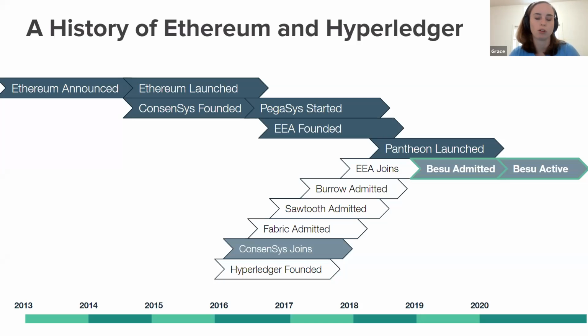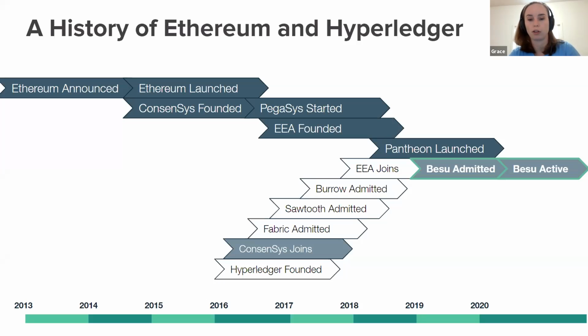Then looking at the bottom, you'll see how Hyperledger slowly converged and is now working on Ethereum. Hyperledger was founded in 2016, I believe. ConsenSys joined and was a founding member. It left for a little while, and then we joined again when Besu was admitted last year. Then you'll see Fabric was admitted, and Sawtooth was admitted, both other distributed ledger platforms within Hyperledger, as you all probably know. Then Burrow was admitted in 2017.